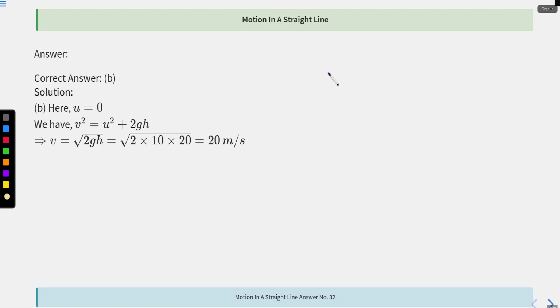To decide the value of g, basically when it is positive or negative: let's say this is a tower, and there is a ball. If this ball is thrown upward, then it is going against the gravity. That means over here the acceleration will be minus g.